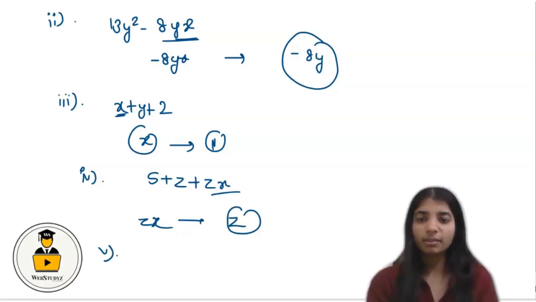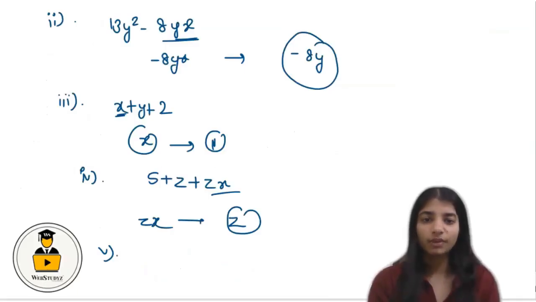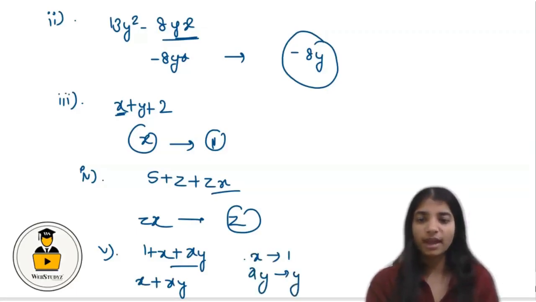Now we are considering part 5. Part 5 is 1 plus x plus xy. There are two terms which contain x, which are x and xy. One is x and the other is xy. The coefficient for x is 1. The coefficient for xy is y. So this is the answer to part 5 of this question.